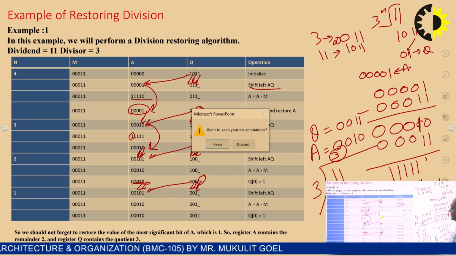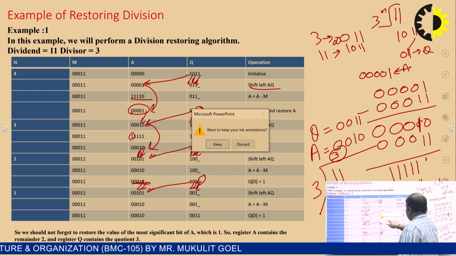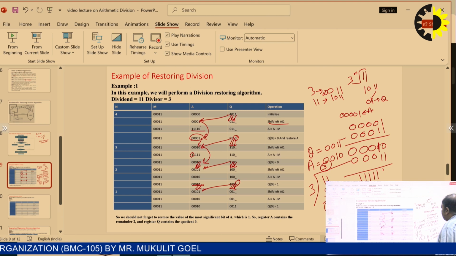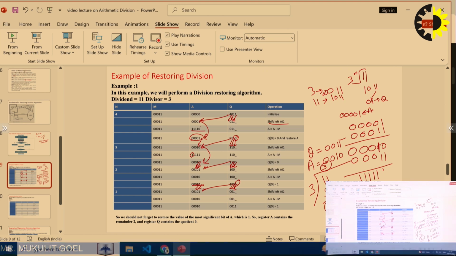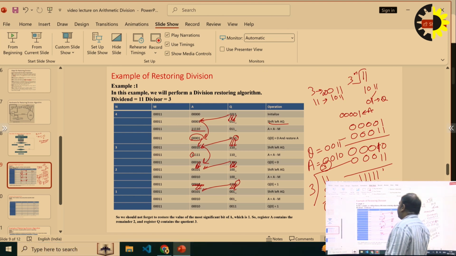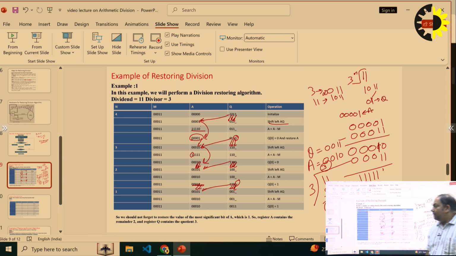So with this, we have found the division of 11 by 3 using the restoring division algorithm.